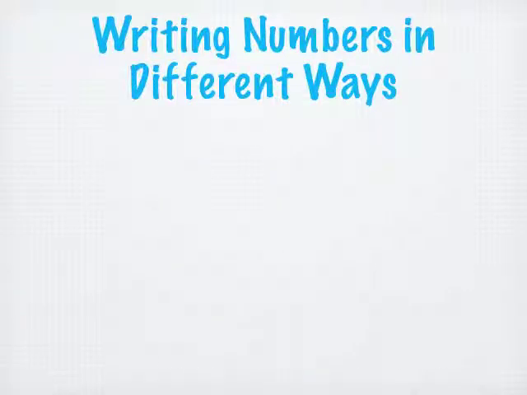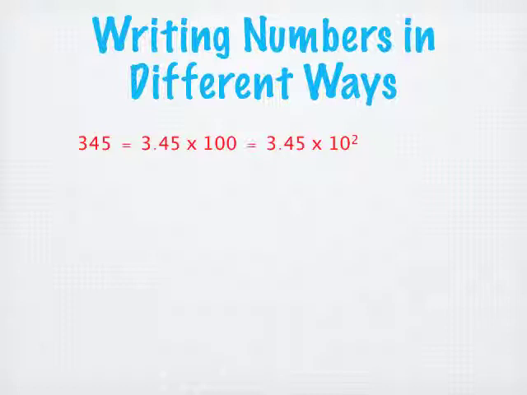Okay, so let's write numbers in different ways. If we had 345, we could call that 3.45 times 100, or 100 is 10 squared. 3.45 times 10 squared. The easiest way to think of those is I want it to be 3.45 because I want one non-zero digit in front of the decimal. And to do that, I need to move the decimal point twice. Since I move it twice, I get the 10 to the second.